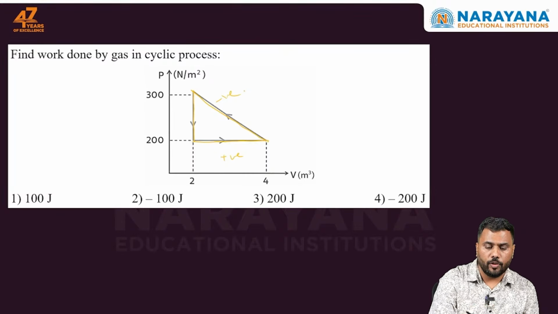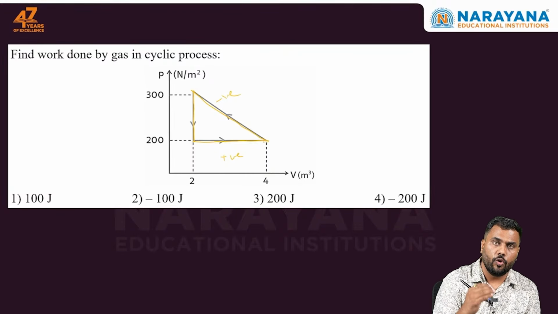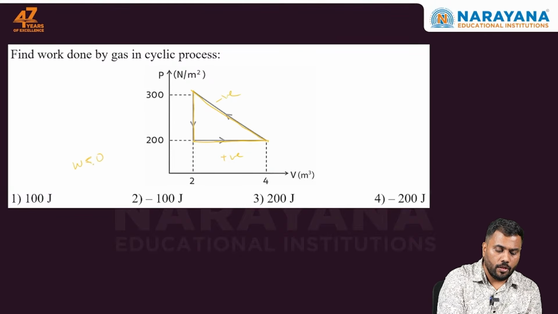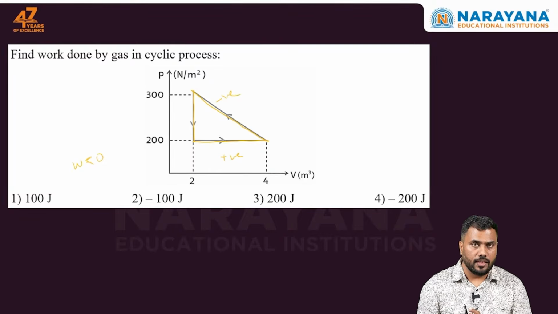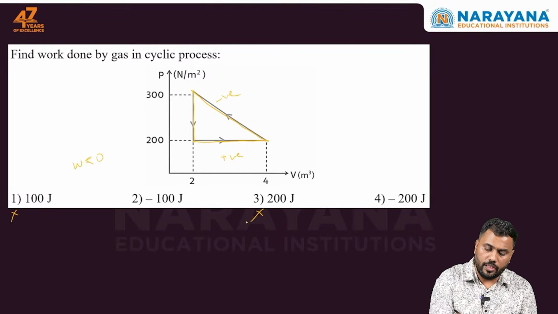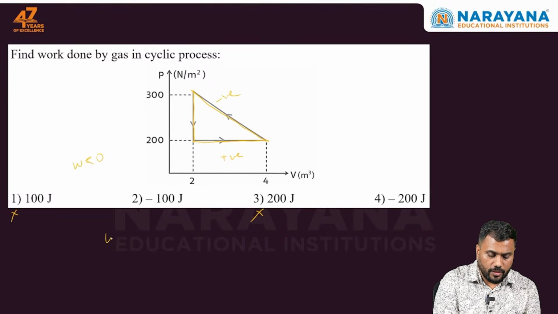So, overall, because this negative work done is going to be more, it is higher in area, the overall work done will be negative. Just by looking at this cycle direction, we can find out work has to be negative. So, two options are eliminated. Option 1 and option 3 are wrong. Now, to calculate the exact work done, I will calculate the area of this cycle.